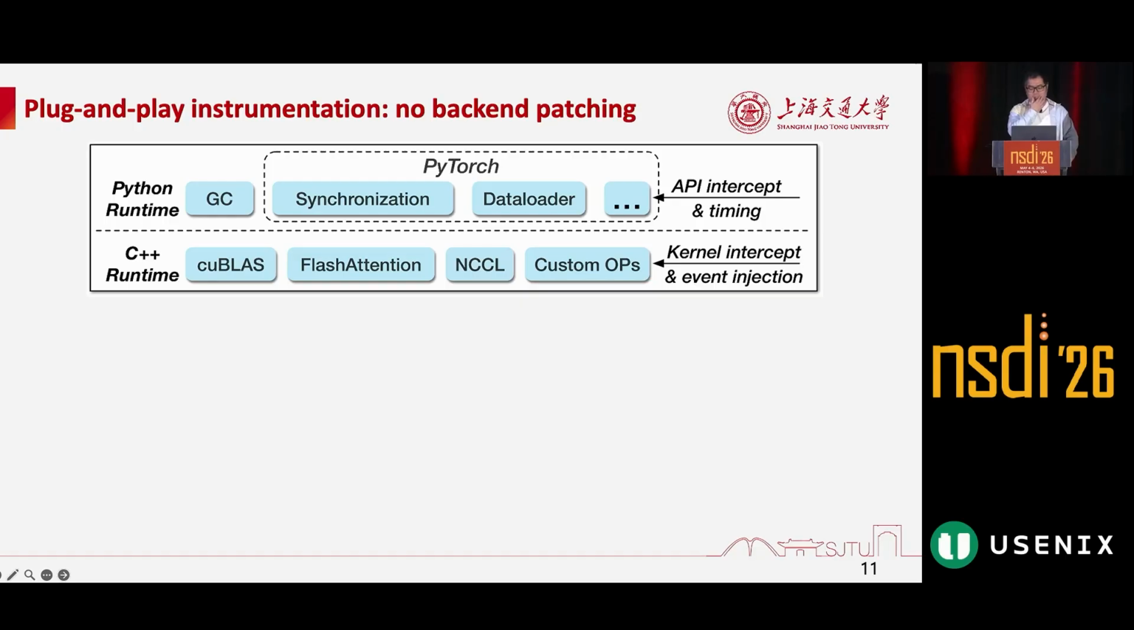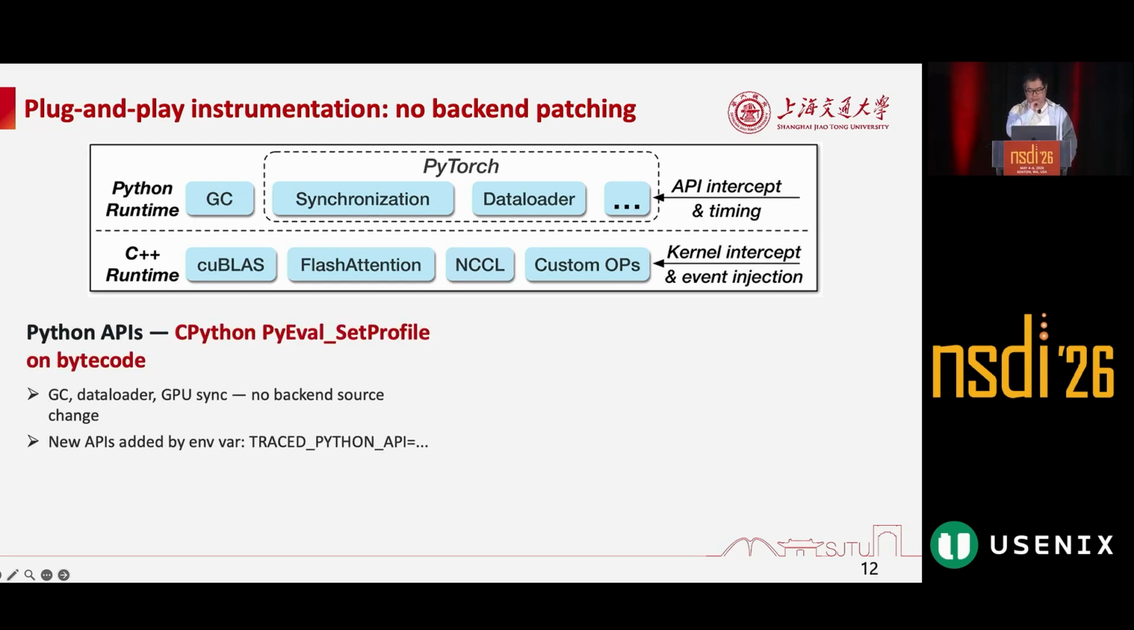So now let's go into some details. Let's talk about how the tracer works. Fortunately, we have found that LLM training is dominated by a handful of APIs. So in this case, we only have to catch the execution of those APIs to collect the required metrics. No need to patch different backends here.